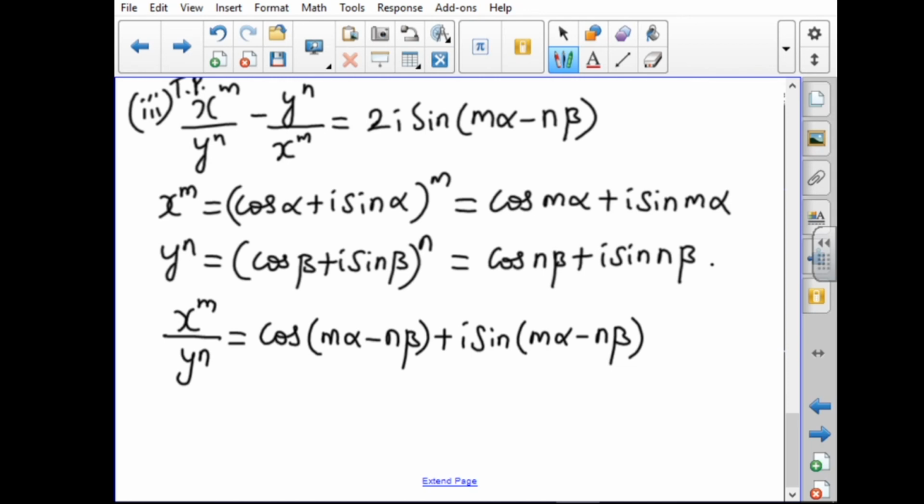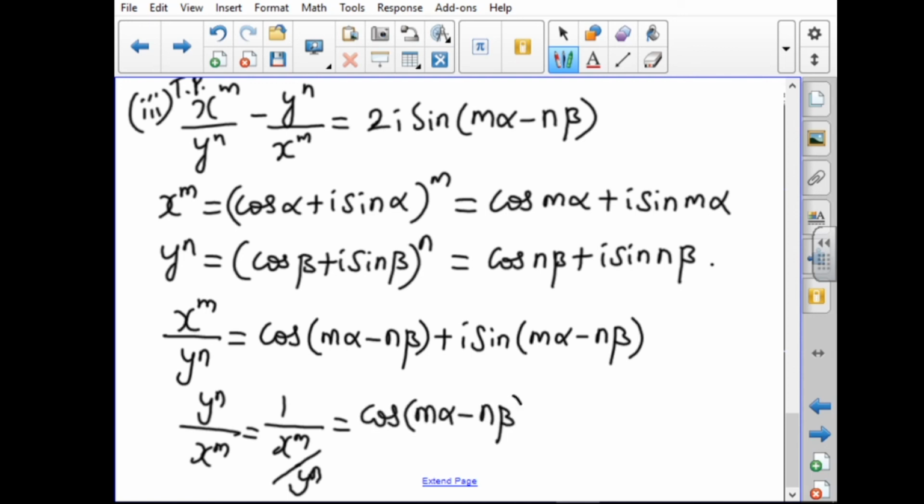Now we need to find y power n by x power m. It is nothing but the inverse of x power m divided by y power n. When we want to find the inverse of the term, we change plus i to minus i. So cos of m alpha minus n beta minus i sine of m alpha minus n beta. Let us take the first as equation number 1 and this as equation number 2.